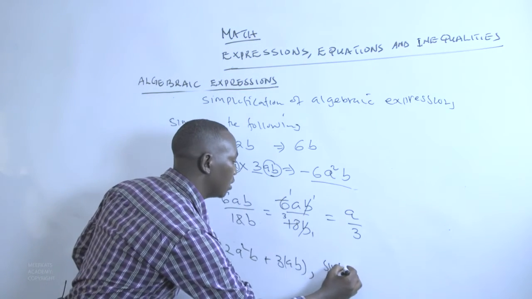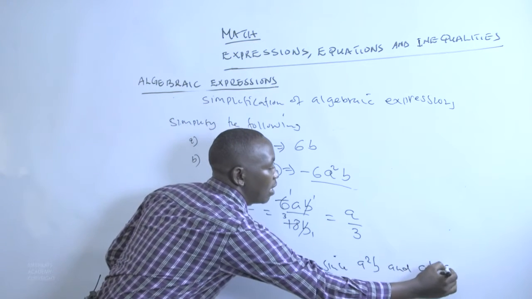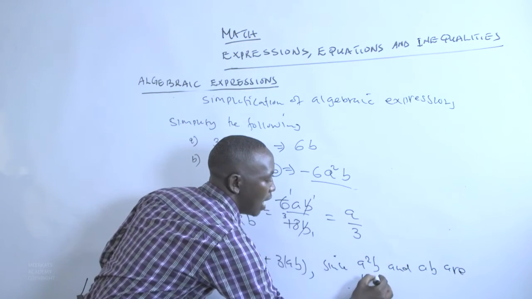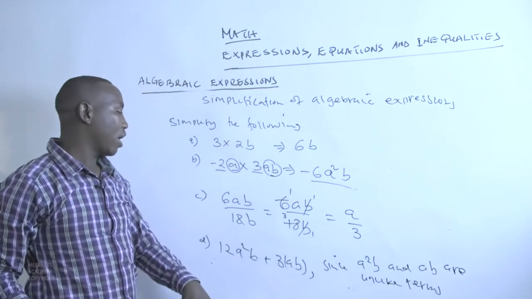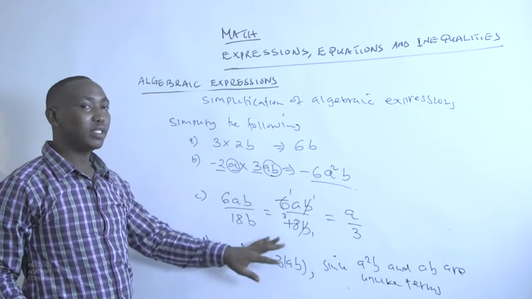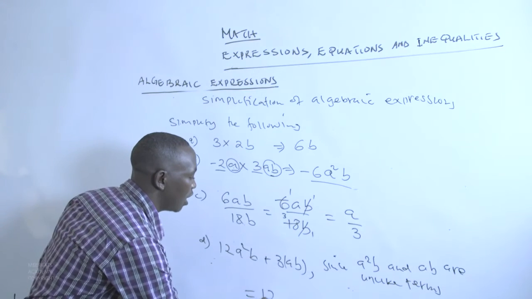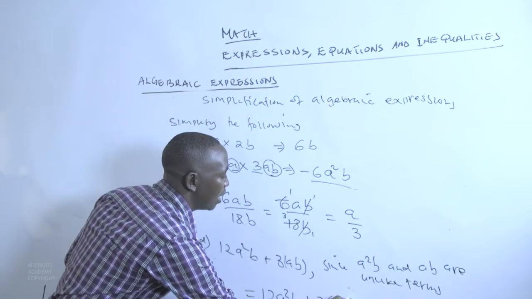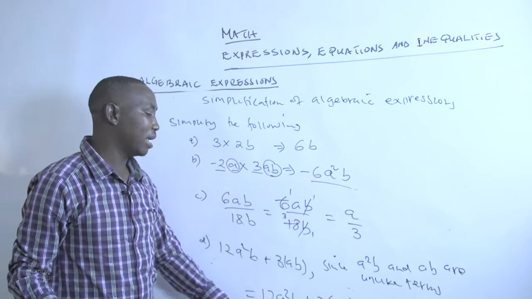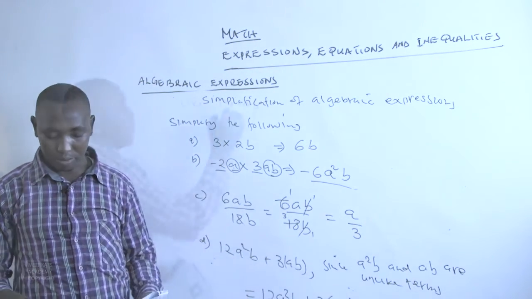So since a squared b and ab are unlike terms, we cannot simplify this expression further, and it therefore remains 12a squared b plus 3ab. That means it has been simplified as much as possible.